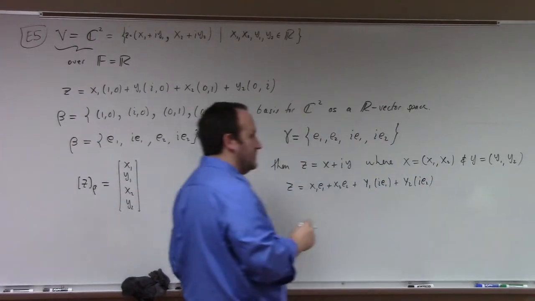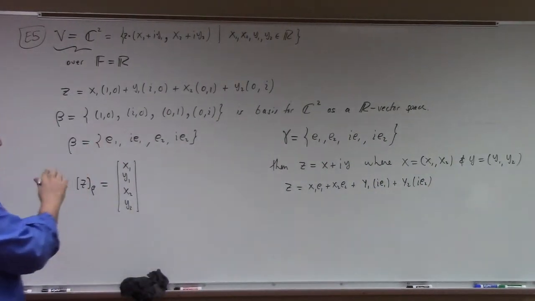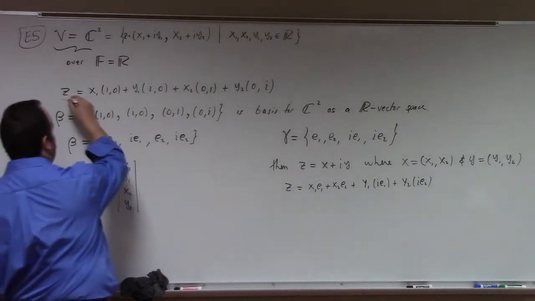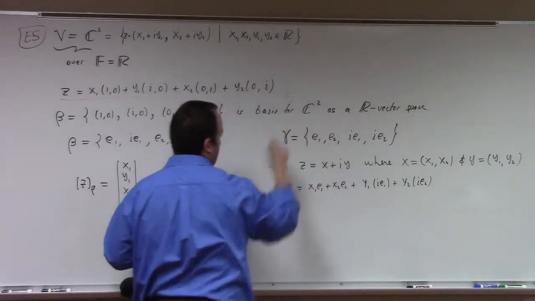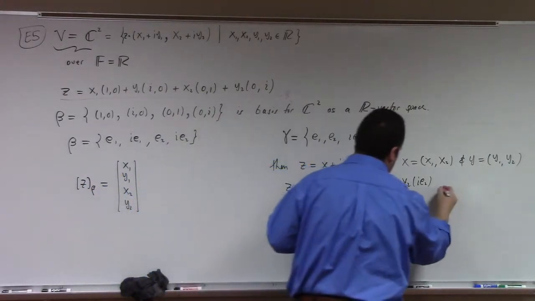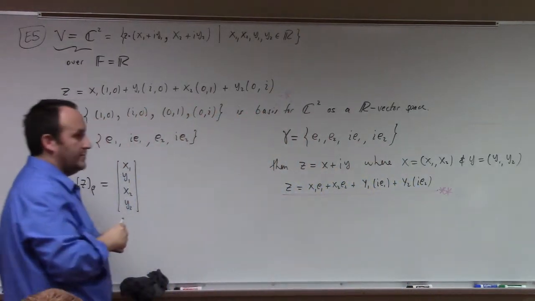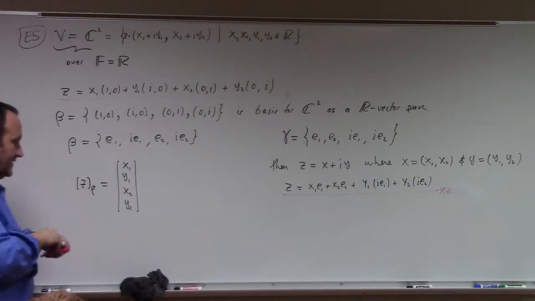So all I've done is just rearranged the terms in star. I did nothing more than rearrange the terms in the other decomposition. I just took this and reordered these. It's the same things in different order. But what's the coordinate vector with respect to gamma here for z?